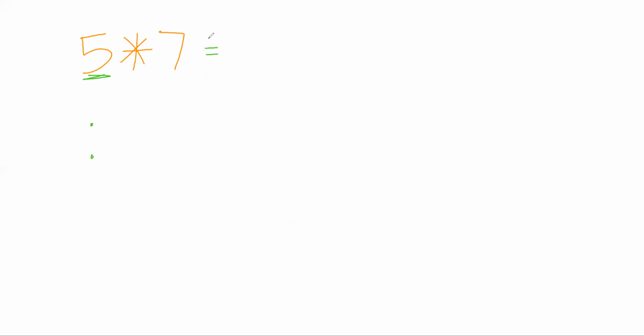So 1, 2, 3, 4, 5. And then we have 7 columns. Remember, this one counts. It's already there. So 1, 2, 3, 4, 5, 6, 7. And then again, we just make sure that we have 5 rows of 7 each. So I'm going to put 7 in each row, lining them up nicely, spacing them so that we don't get confused when we count.